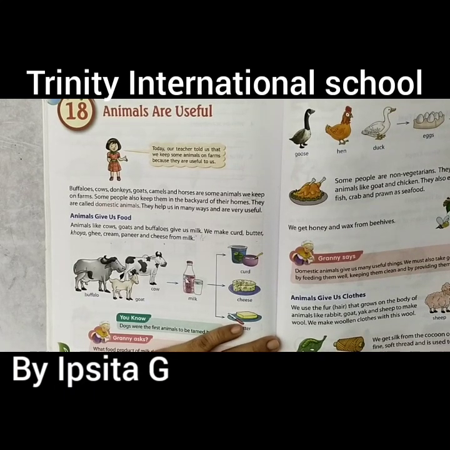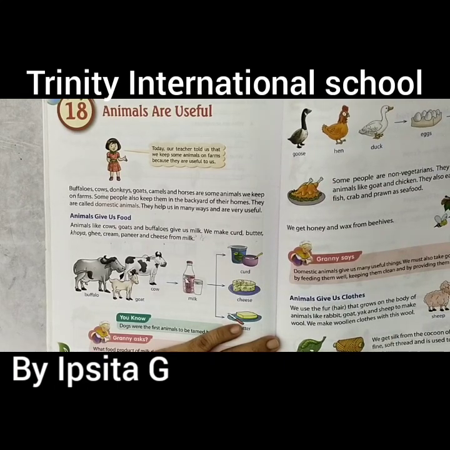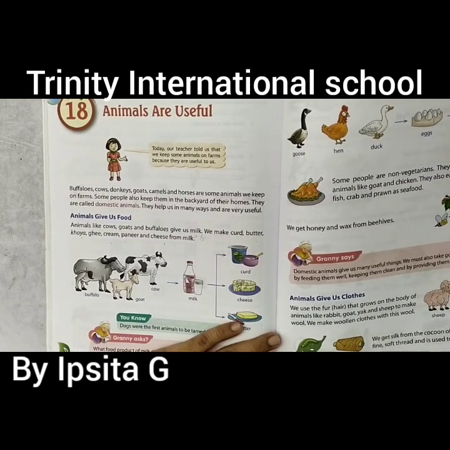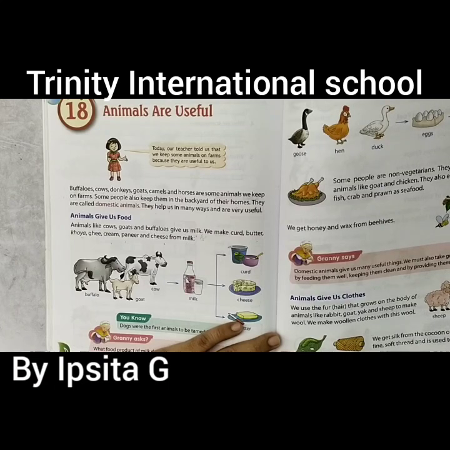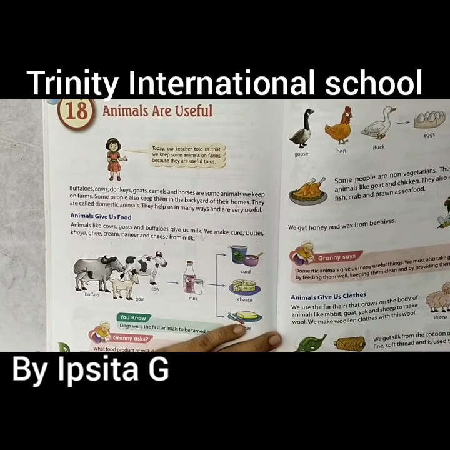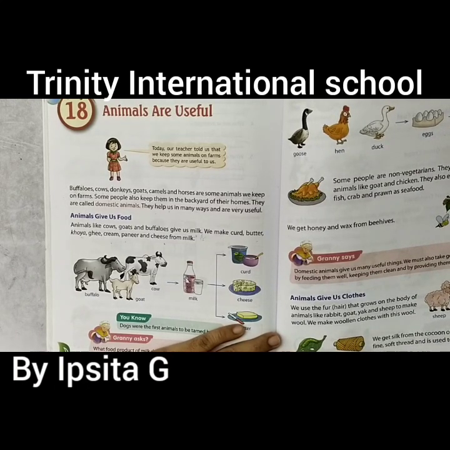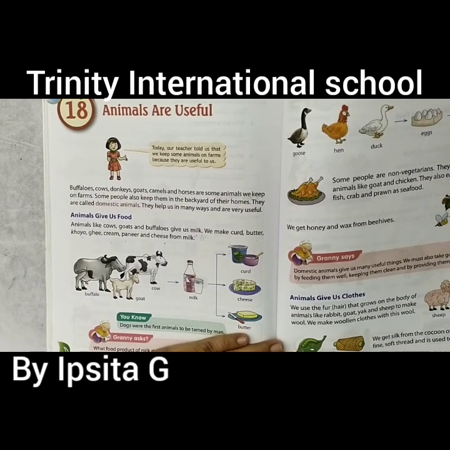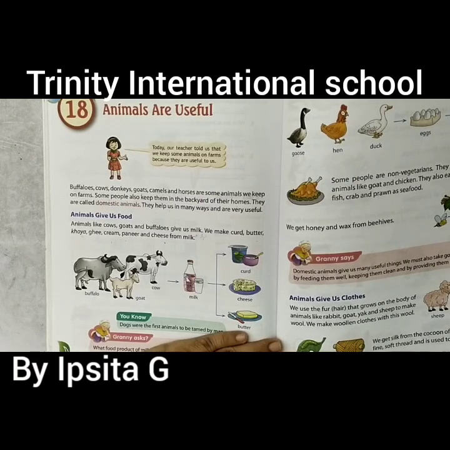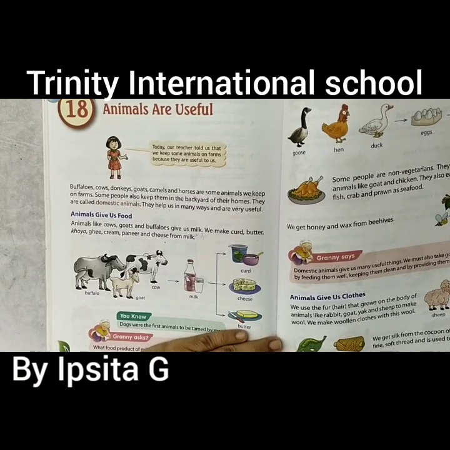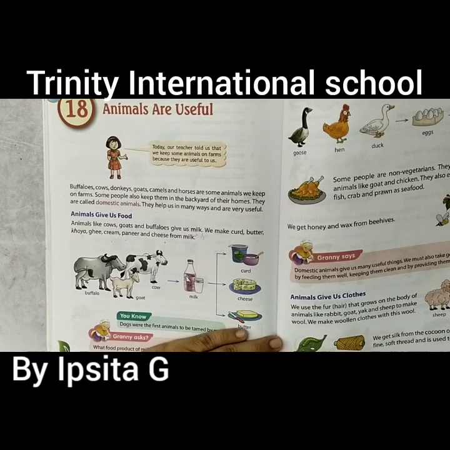So we have already learned about domestic animals and pet animals in our previous chapter. Domestic animals are the animals which are kept in the farms. Okay, and pet animals are the animals which we keep at home. So you know that people keep domestic animals because they help us in many ways. Now let us see what are the different things the animal gives us.